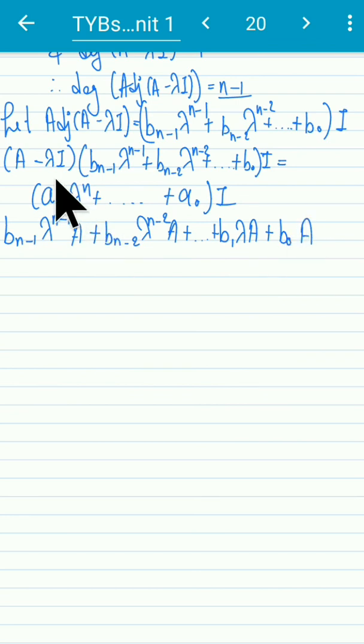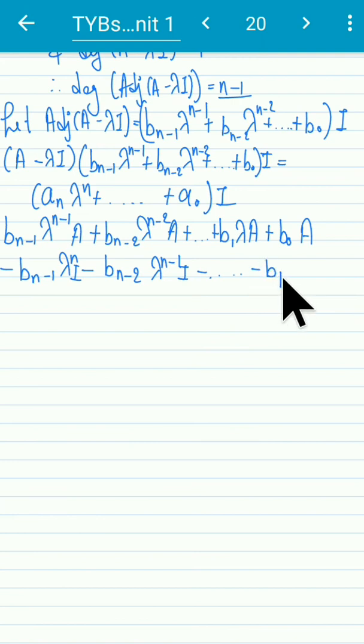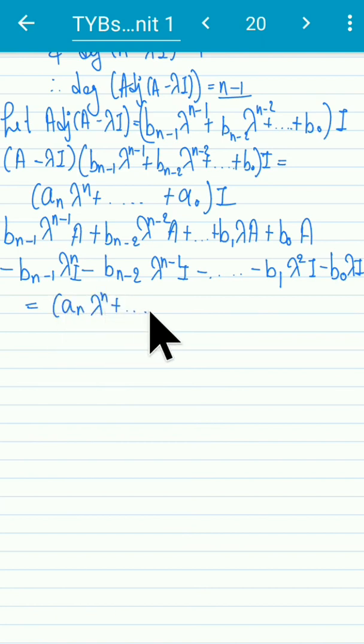Now I'll distribute this inside, so it becomes b n minus 1 lambda raised to n, minus b n minus 2 lambda raised to n minus 1, everything multiplied by I, minus dot dot dot, minus b1, which gets multiplied by lambda so it becomes lambda square times I, and the last will be minus b naught lambda I. And that is the same as a n lambda raised to n plus dot dot dot plus a naught times I. So I got this, which is my star.